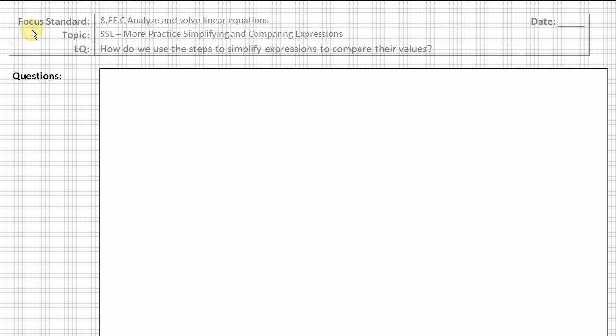For today's lesson, our focus standard will continue to be from Grade 8 Expressions and Equations, Standard C, Analyze and Solve Linear Equations. Our topic today comes from Simplifying and Solving Equations, and today we're going to have more practice simplifying and comparing expressions. Our central question today is, how do we use the steps to simplify expressions to compare their values?